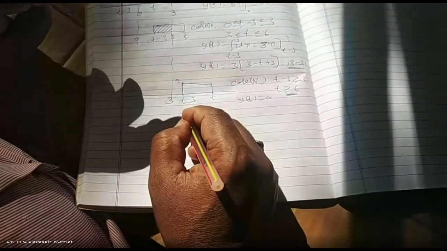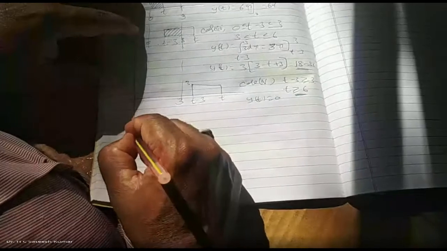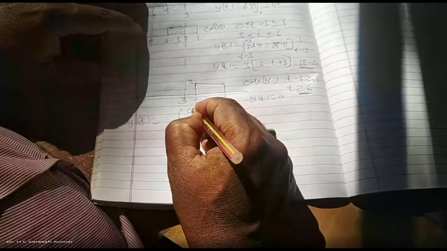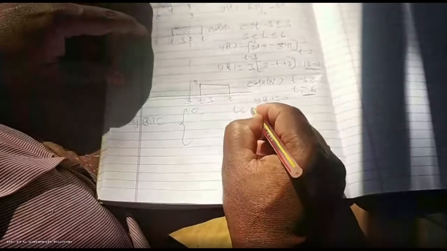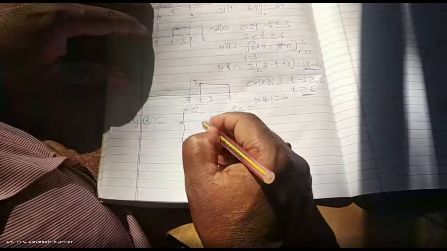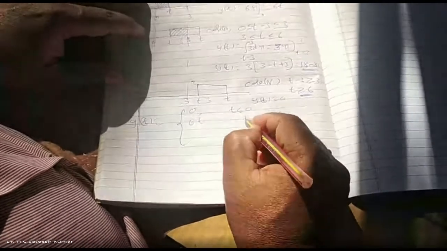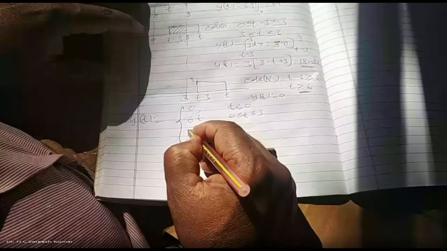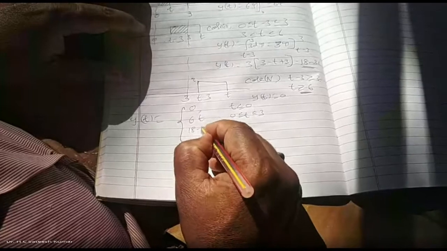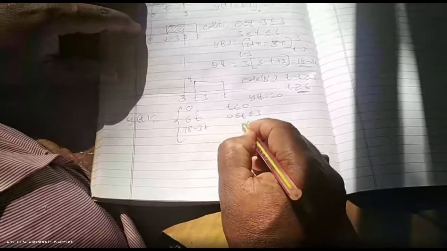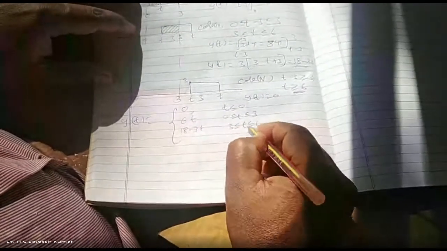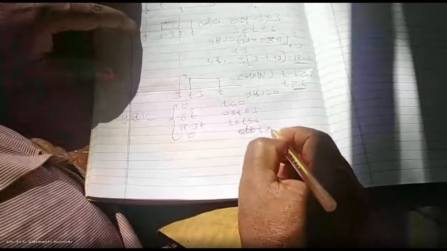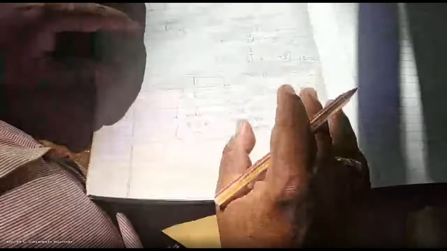Three things are there. Summary I'll write. y of t is equal to, 4 cases I got. 0 for t less than or equal to 0, and is equal to 6t for t lies between 0 to 3, and is equal to 18 minus 3t for t lies between 3 to 6, and is equal to 0 elsewhere, in the sense t greater than or equal to 6. Now the summary we got it.